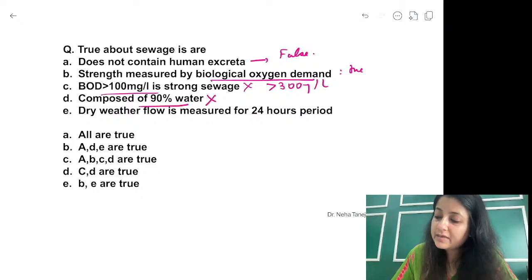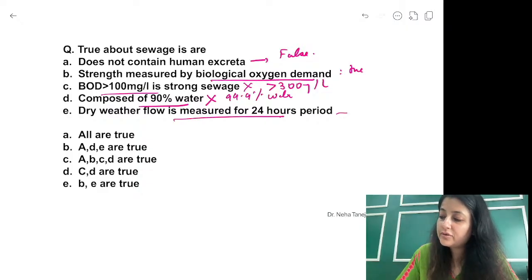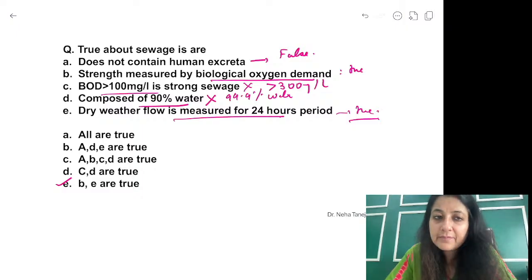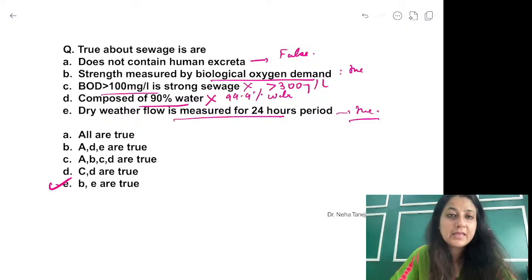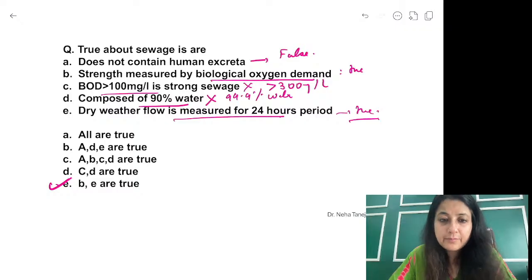Composed of 90% water? No, 99.9% water. Dry weather flow is measured in a 24-hour period. True. B and E. What is dry weather flow? It is the amount of sewage that flows in sewage pipelines in a 24-hour period. The amount of sewage which is flowing through sewage pipelines in a 24-hour period.